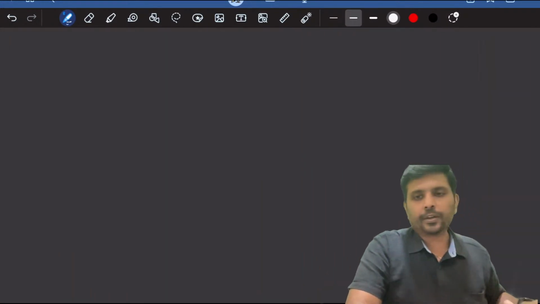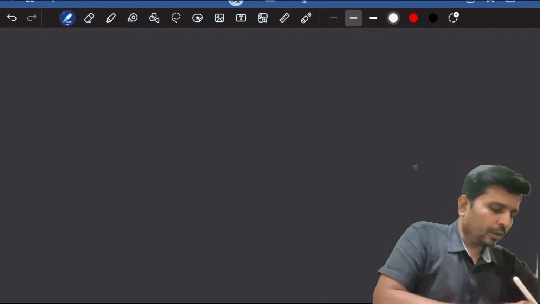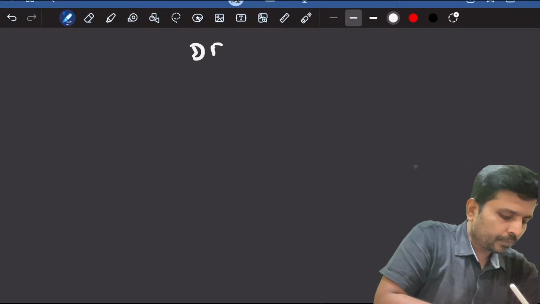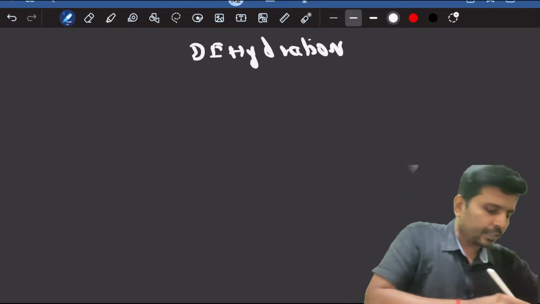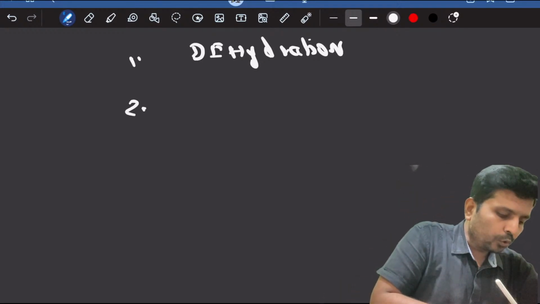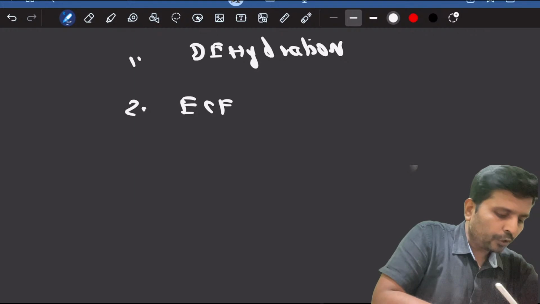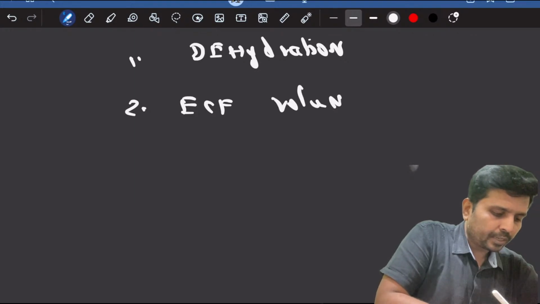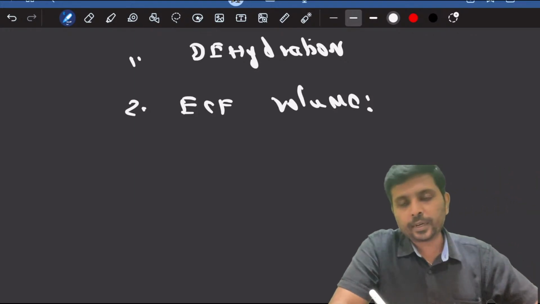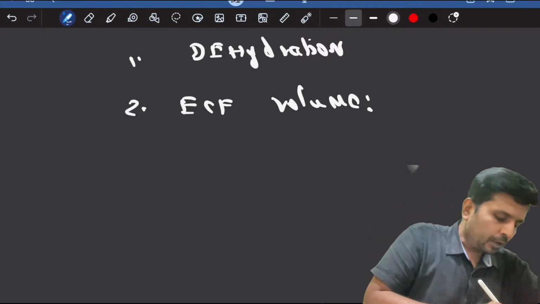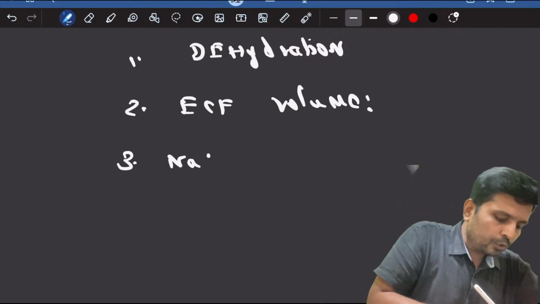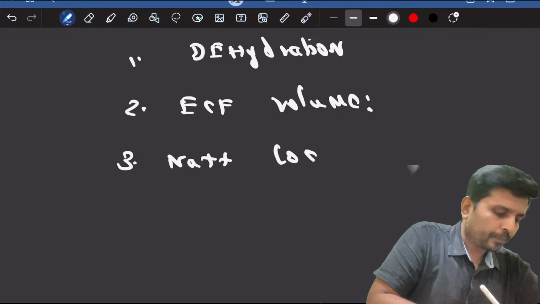What happens in acute diarrheal disease? You will go for dehydration. Why do you go for dehydration? Because you lose your ECF volume, that is the fluid present in the extracellular component. Along with that, you lose your sodium.